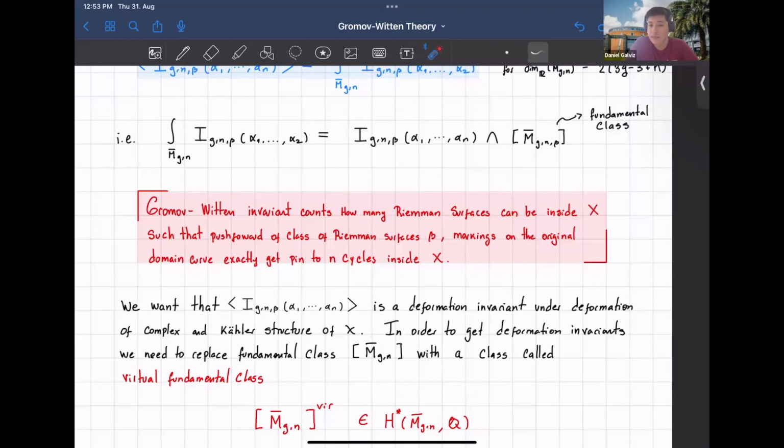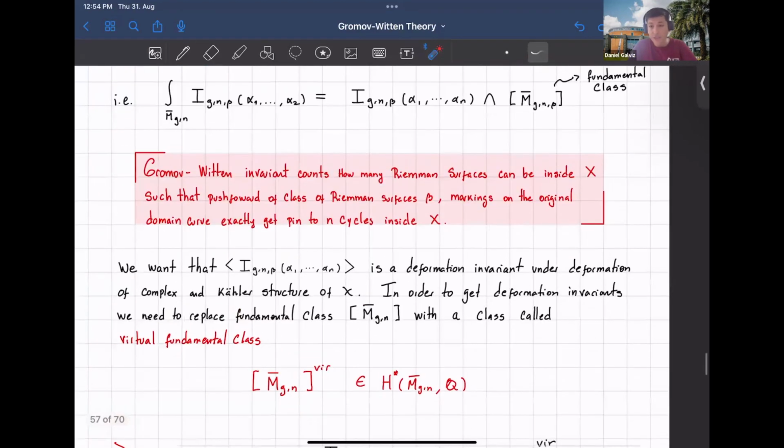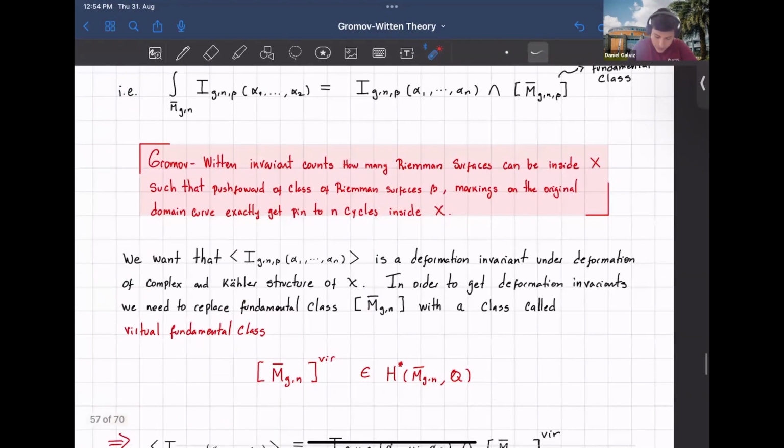This is to say that for the tangent bundle of the space, the dimension is not fixed. If it's not fixed, it's not smooth. If it's smooth, then the virtual fundamental class matches the fundamental class. But if it's not smooth, then you need the virtual class to make sense of this deformation invariance. Right.